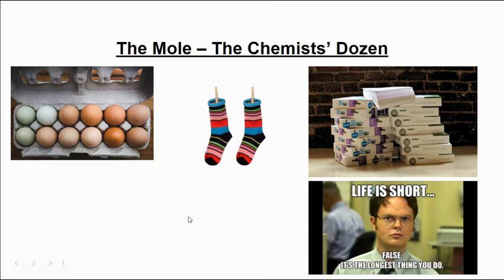Or what if I said a pair of socks? What does a pair mean? You might say, that's two of something. Or how about a ream of paper? I didn't know what that was myself until I looked it up. That's 500 of something. So when we talk about a mole, this is just a particular quantity that chemists use to help us measure amounts.